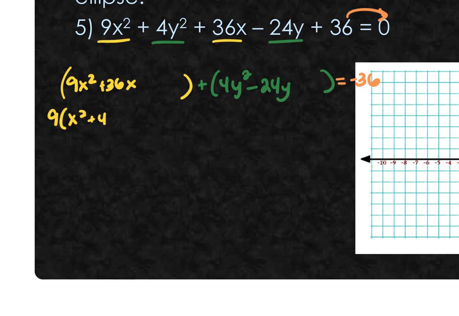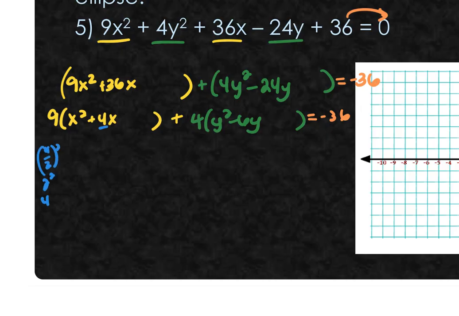So the 9 comes off the first one. You'd get 9 parentheses x squared plus 4x. The 4 comes out of the second one, y squared minus 6y equals the negative 36. Then I complete the square. So I take the 4, I divide it by 2, I square it. That's 2 squared, which is 4. Add the 4 inside the parentheses. Before you can add it to the other side, you have to multiply by the 9 that was on the front. So we're adding 36.